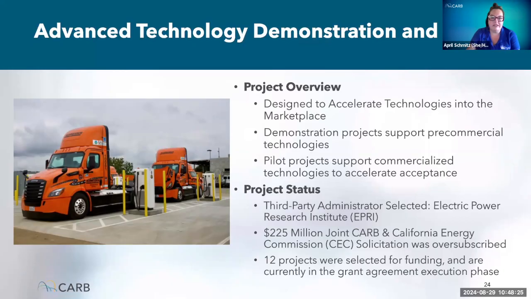Last summer, CARB and CEC jointly released a solicitation for demonstration and pilot project funding. There were 10 eligible project categories and funding dedicated to support commercial harbor craft regulatory compliance. A total of 31 applications were submitted, requesting $425 million in funding. 12 applications have been selected for funding, and CARB and CEC are moving forward with the grant execution process. The projects are expected to begin work by the end of the year.